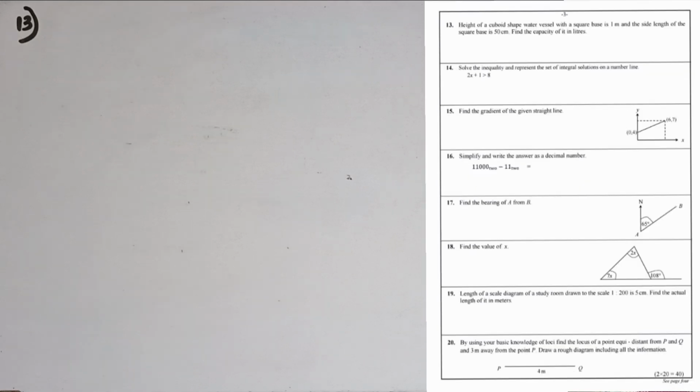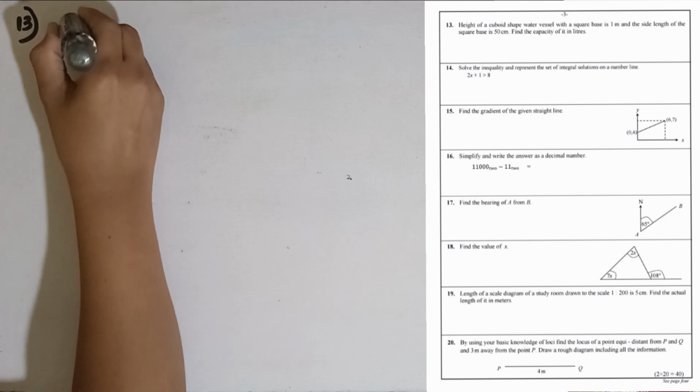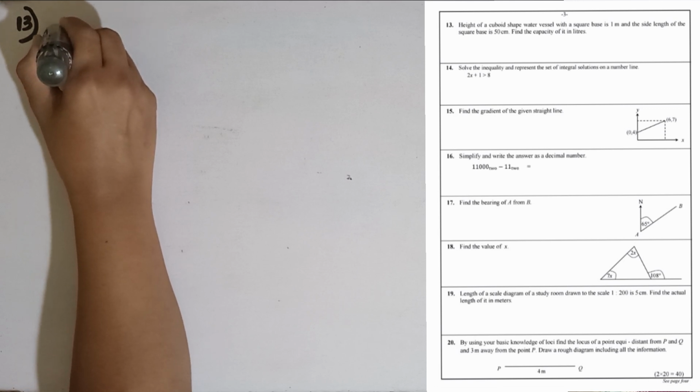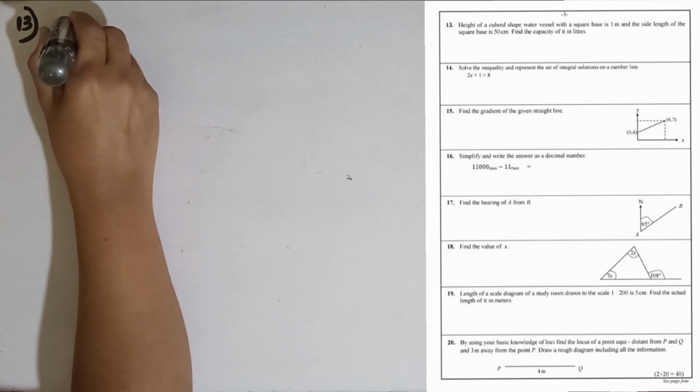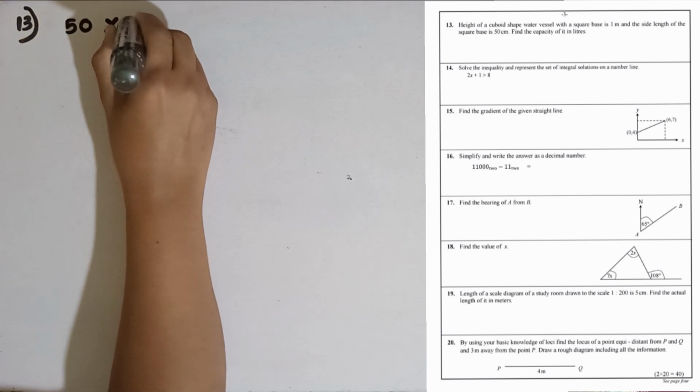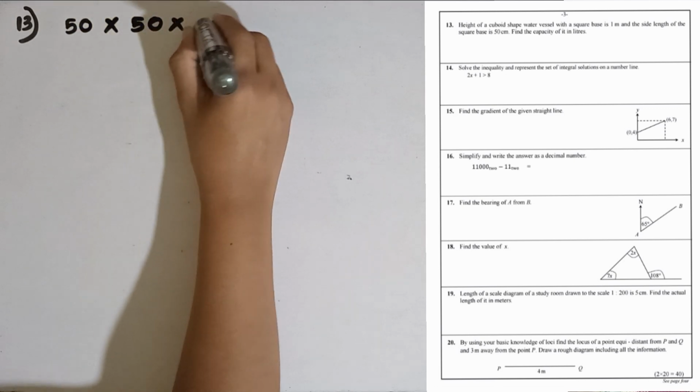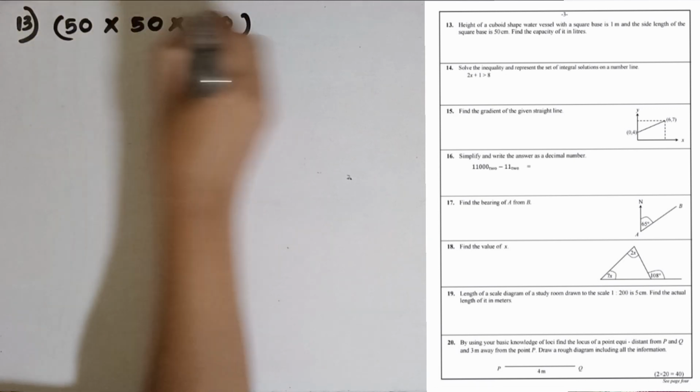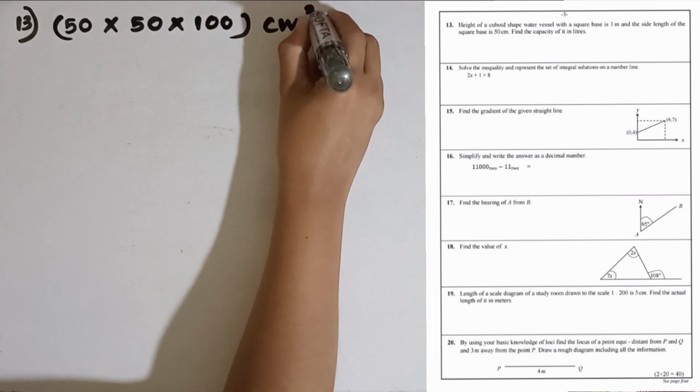Question number 13. Height of a cuboid shaped water vessel with a square base is 1 meter. The height is given as 1 meter, and the side length of the square base is 50 centimeters. Find the capacity of it in liters. We can find the volume of the vessel by multiplying length by breadth by height. Length can be taken as 50 centimeters, then breadth is also 50 centimeters, then the height is 1 meter, that means 100 centimeters. So the volume can be taken in cubic centimeters.